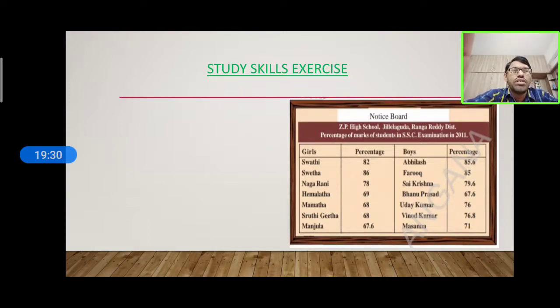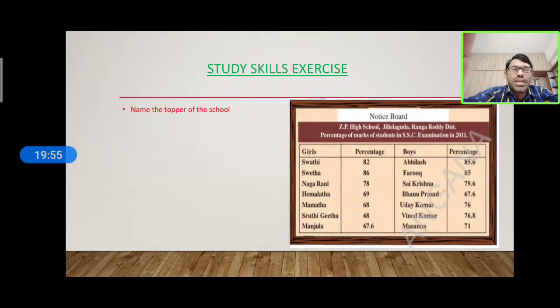The girls' names and percentages are given, and who are above 50. Like this the percentages are given. By looking at this picture, what you are supposed to do: on the left side of the screen you will see some questions. You are supposed to do this exercise by yourself as homework.